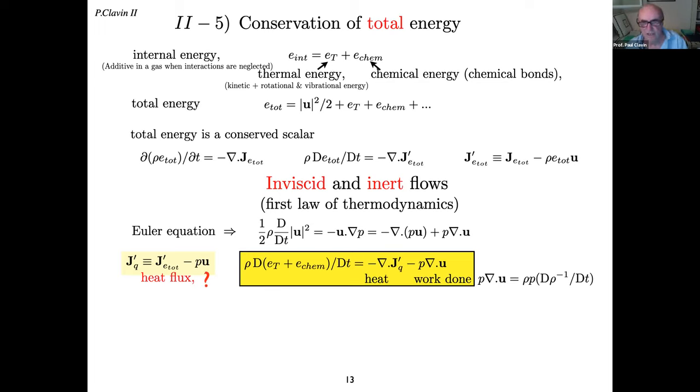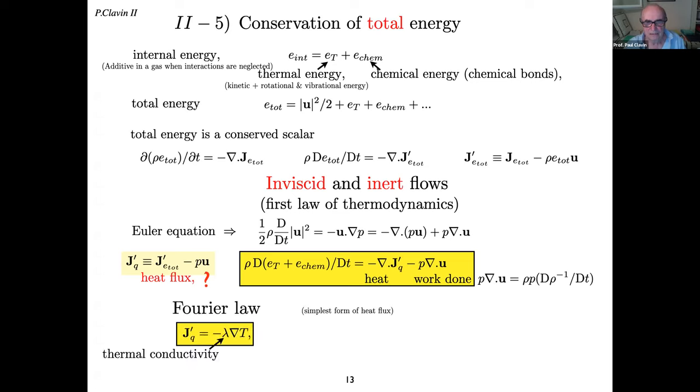This is nothing else than the work done, the well-known first law of thermodynamics, written in the local form. Now, this is beautiful, but what is the expression of the heat flux? And here comes the Fourier law. This can be shown precisely by working with the Boltzmann equation and so on. I skip this kind of discussion, which is difficult, in fact.